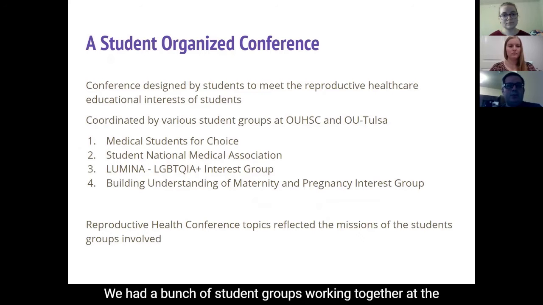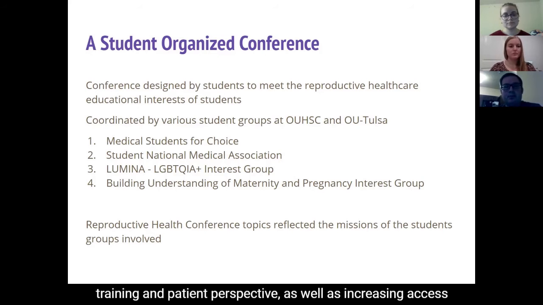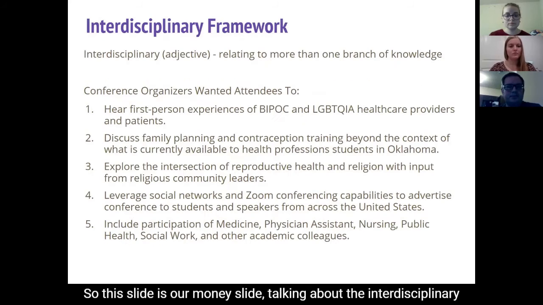We had a bunch of student groups working together during the age of COVID, all stuck at home, trying to find ways to best supplement our education in line with our interests. We had these groups, all of which focus primarily on providing better care toward those underrepresented in medicine, both from a trainee and patient perspective, as well as increasing access to reproductive health care from a family planning, contraception, and pregnancy education standpoint for patients and for future providers as well.